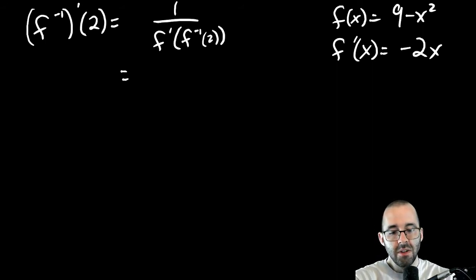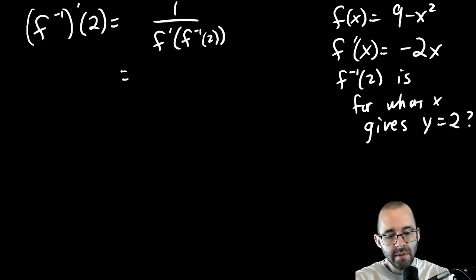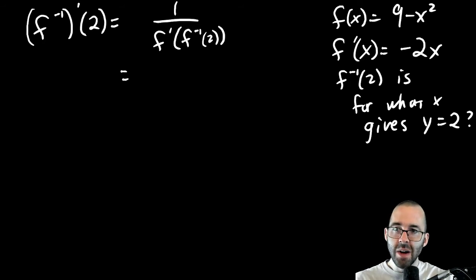What is f inverse of 2? That is, in other words, f inverse of 2 is for what x gives y equals 2. Wait, hold on. Did I get it backwards? F inverse of 2, f inverse takes in a y value and spits out an x value.